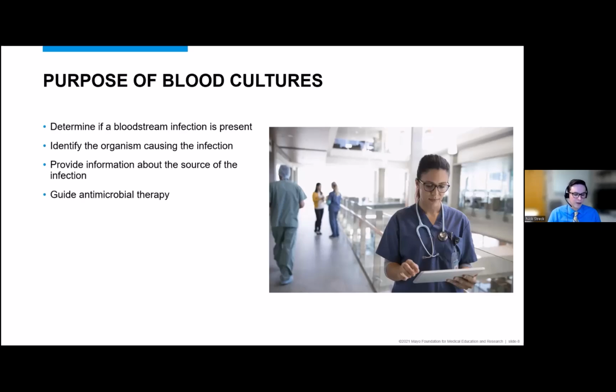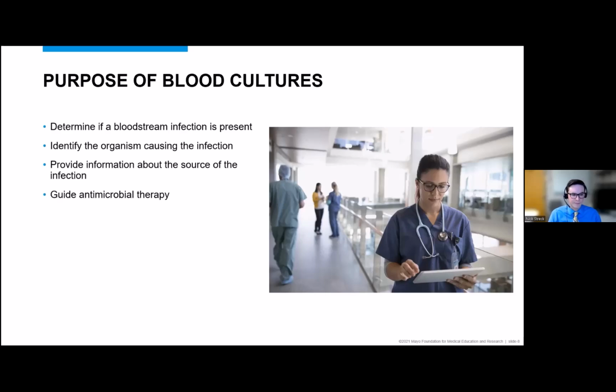The first thing it can do, and I mentioned that some of these symptoms of sepsis are very nondescript and can be present in a variety of disease presentations, is determine if a bloodstream infection is actually present in these patients. If we do not detect microorganisms in the blood, it may prompt healthcare staff to investigate other causes of the symptoms, and also can help promote good antimicrobial stewardship and prevent the overutilization of antimicrobial agents when they are not necessary.